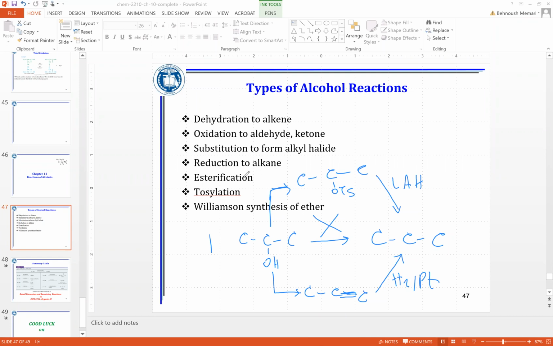Esterification, acid plus alcohol, gives you ester. Tosylation, so that's the reaction that you would learn. And synthesis of ethers, like dehydration of the alcohol can give you ether. Or if you're using the Williamson synthesis, it would be alkyl halide plus the alkoxide.